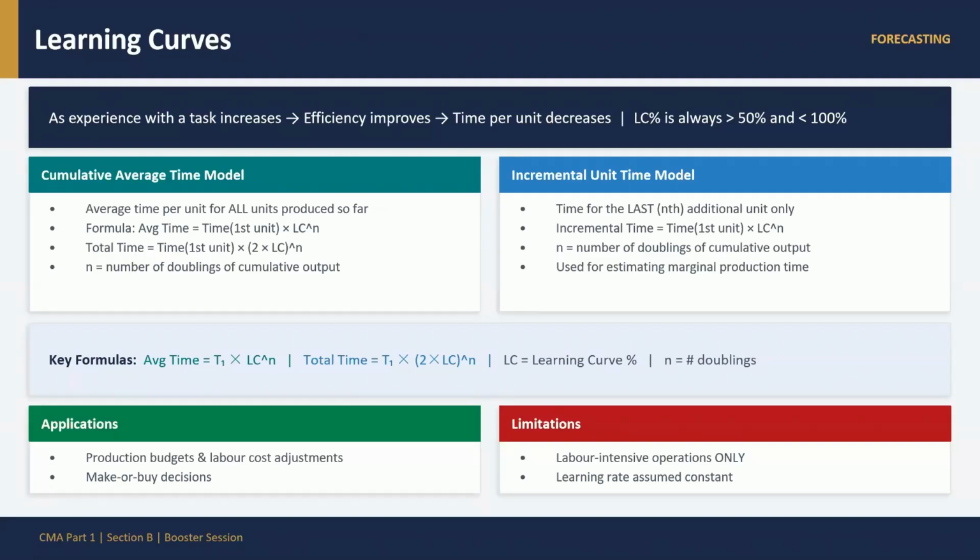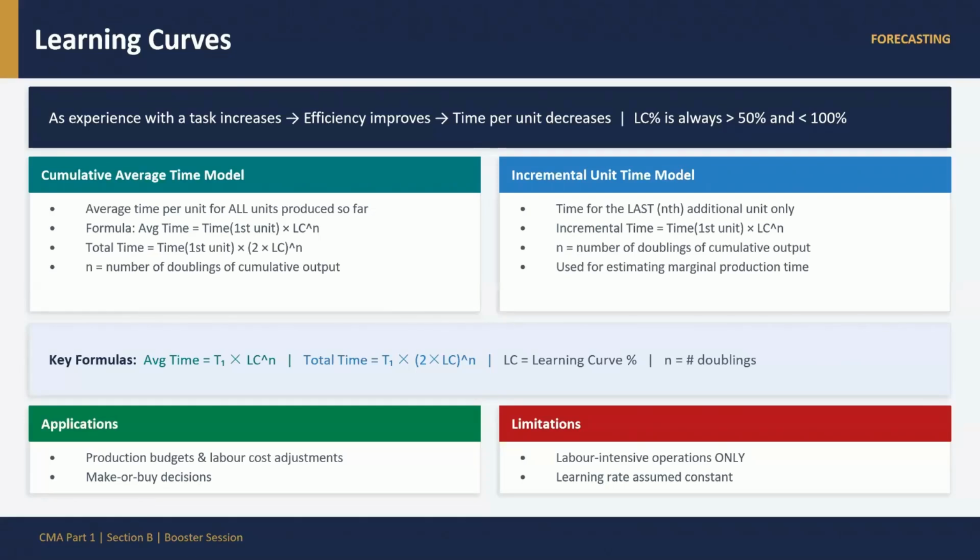Then, where do we apply this learning curve concept? When we are preparing our production budgets. In our production budgets, we include raw material requirements, the labor cost being incurred, and manufacturing overhead. So in this labor cost, we have to apply the concept of learning curve so that we prepare a proper budget.